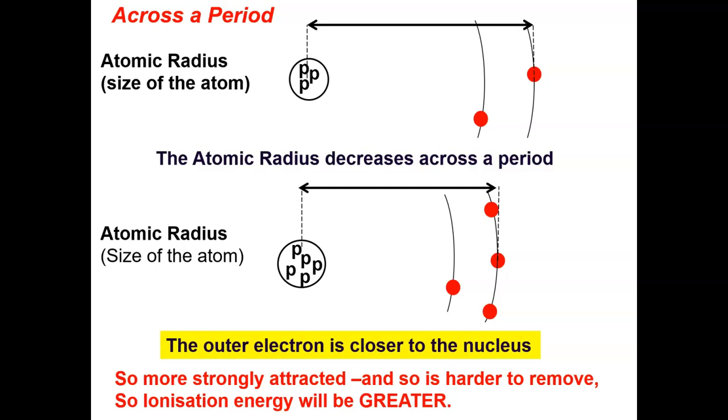So explaining ionization using the number of protons, shielding and radius gives us a good handle to explain the variations we see in the ionization energy values and patterns within the periodic table.